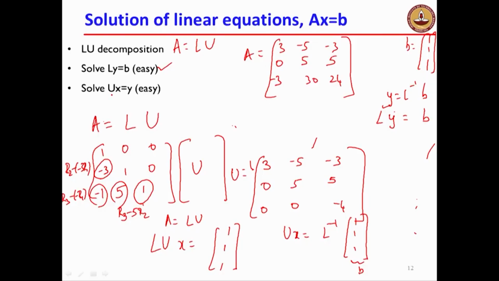This I can solve. I just start from the top and I can get Y. Then I solve Ux equal to Y. That is also easy. So you may give me 3 or you may give me a matrix of size million cross million, and you may give me maybe 5 different right hand sides. As long as I can factorize A equal to LU once, I can reuse this. I can keep reusing this again and again.